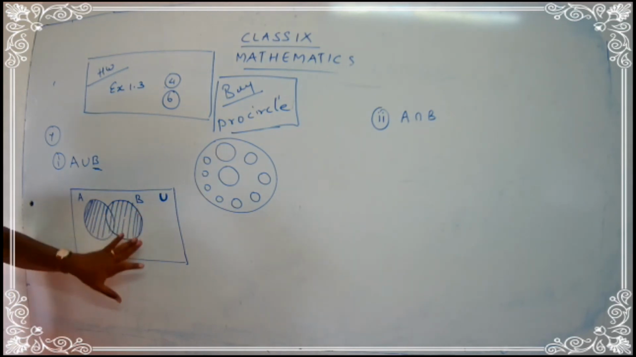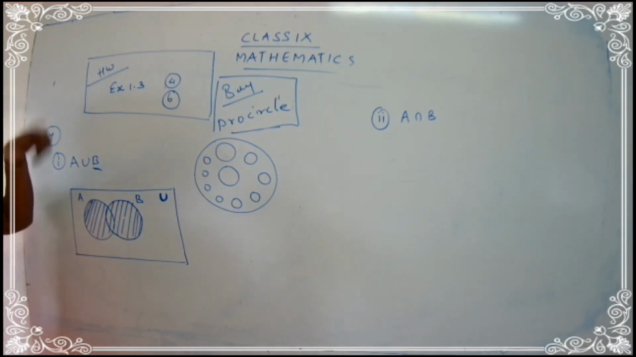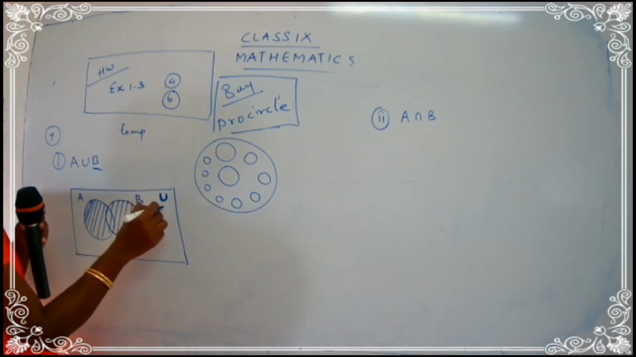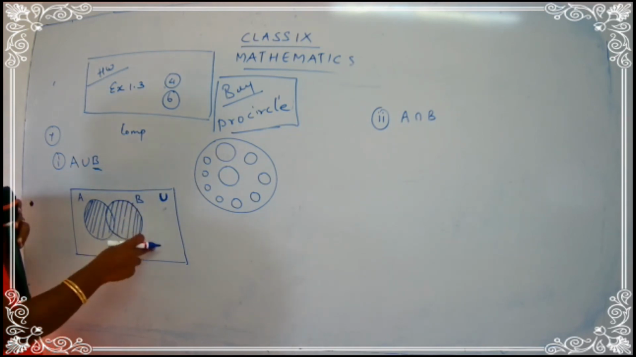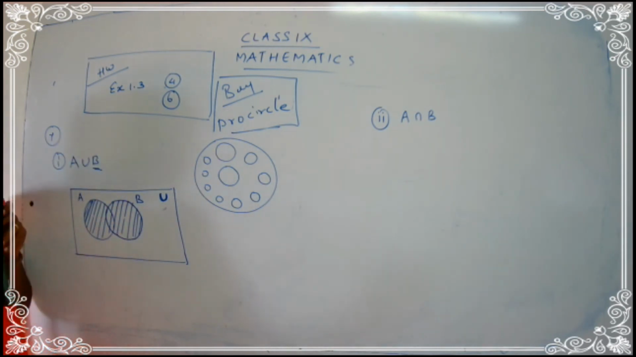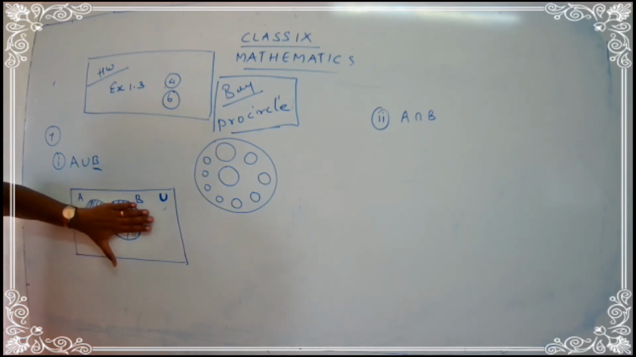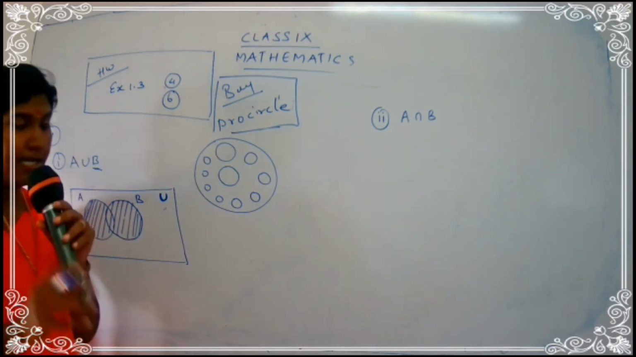We come outside, children, when we are dealing with the complement part. Whenever we are dealing with a complement, we are going to consider the universal set. That time only we will shade the outer region. Otherwise, we are not going to go for the outer region. So A union B means shade A and shade B. Next is A intersection B.